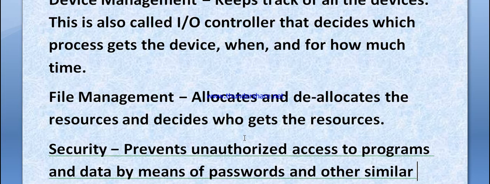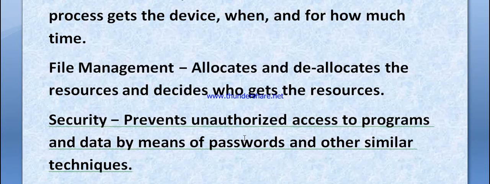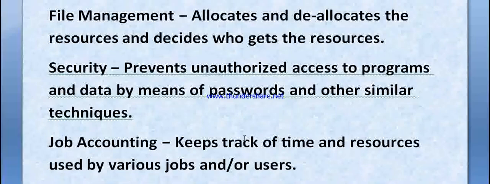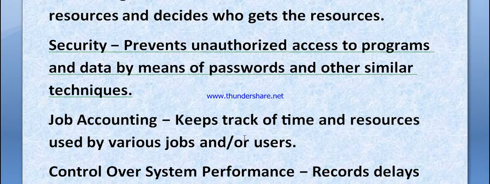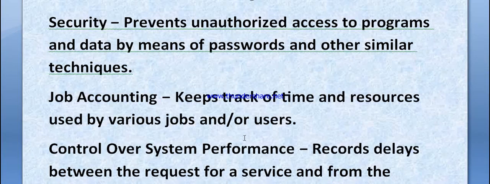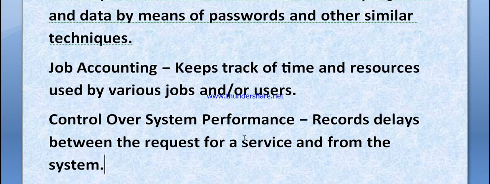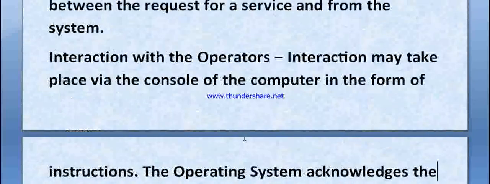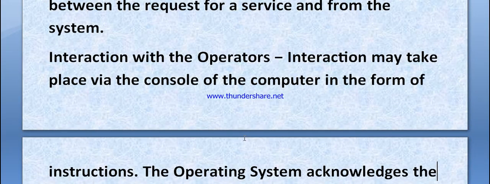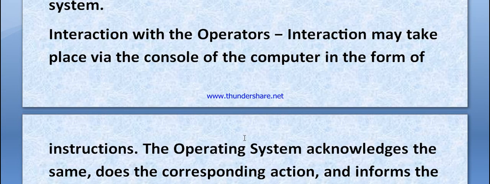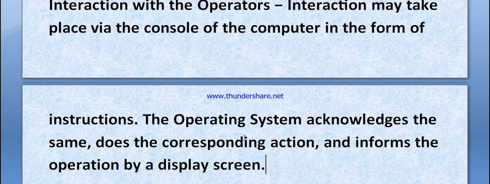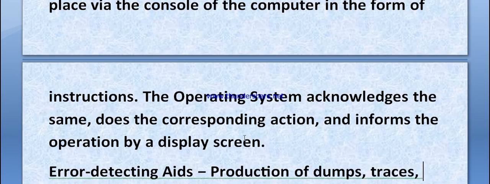Security: prevent unauthorized access to programs and data by means of passwords and other similar techniques. Job accounting: keep track of time and resources used by various jobs and users. Control over system performance: record delays between the request for a service and the response from the system. Interaction with the operators: interaction may take place via the console of the computer in the form of instructions. The operating system acknowledges the same, does the corresponding action and informs the operator by a display screen.